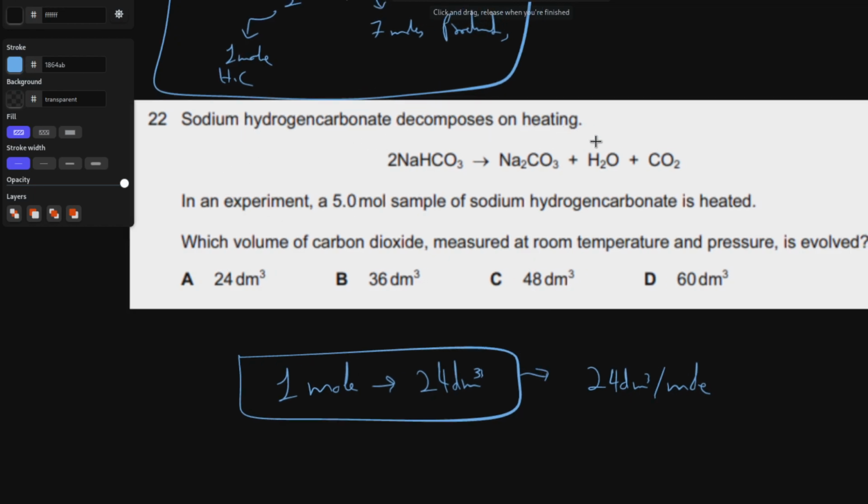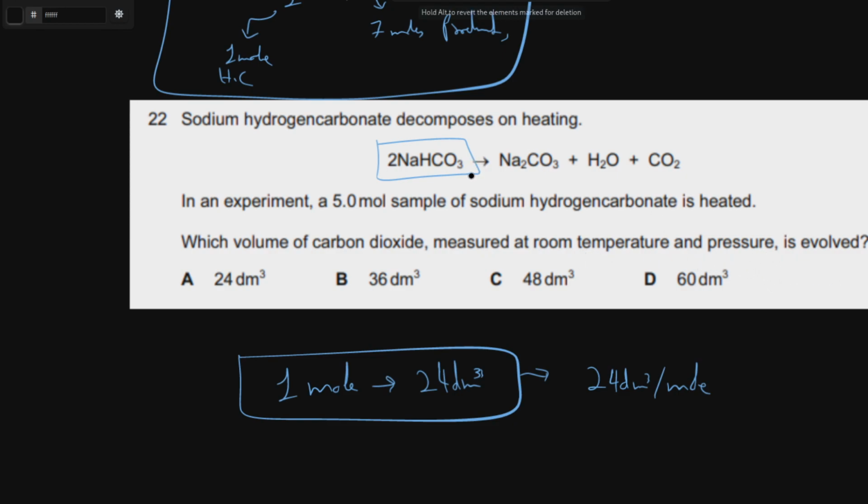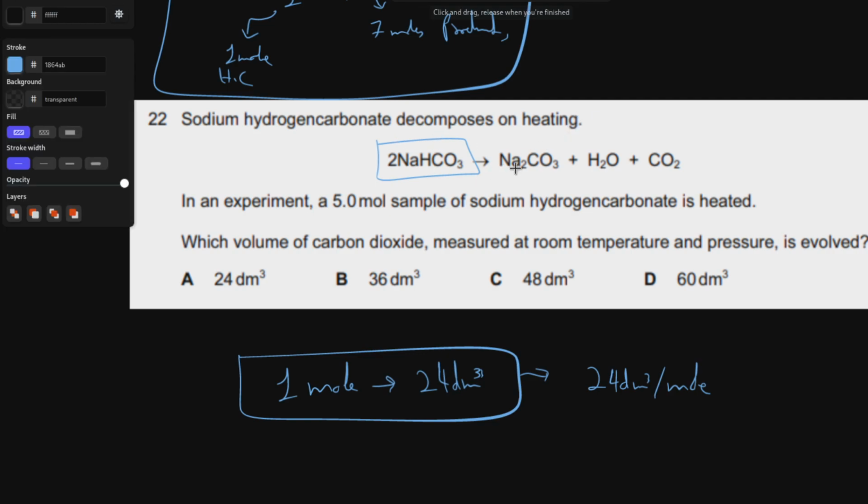Sodium hydrogen carbonate decomposes on heating. In an experiment, a 5 mole sample of sodium hydrogen carbonate is heated. This much of hydrogen carbonate is being heated. Which volume of carbon dioxide, made at room temperature and pressure, is evolved? So that is the question, and let's try to answer it.